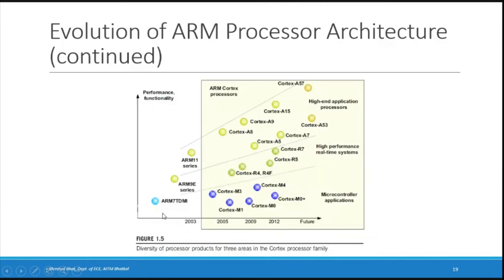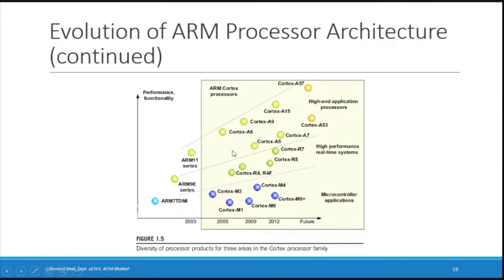This gives the same thing with the year here, the timeline of what came when. First was ARM7, then ARM9, ARM11 came into existence. Then the first Cortex M was ARM Cortex M3. Then M1, M0, M4, all the others came.